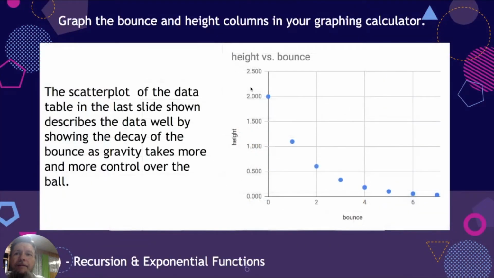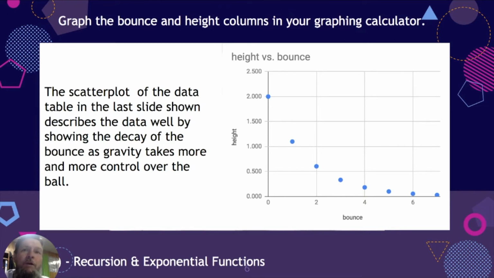Scatter plot of the data table is the last slide shown. It describes the data well by showing the decay of the bounce as gravity takes more and more control over the ball. Now think about that. That's what's going on. If we had no gravity, you wouldn't even see a bounce, and the bounce percentage wouldn't matter, because it would hit the ground and bounce back up and not come back.